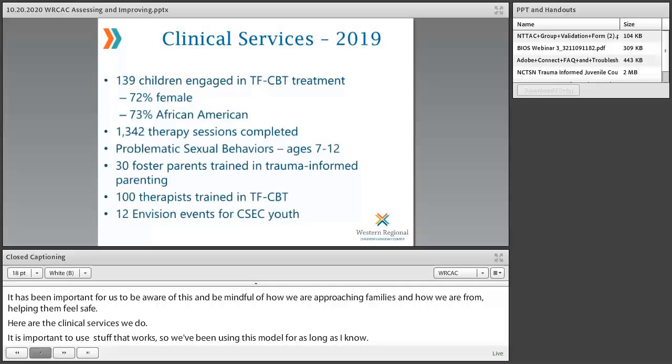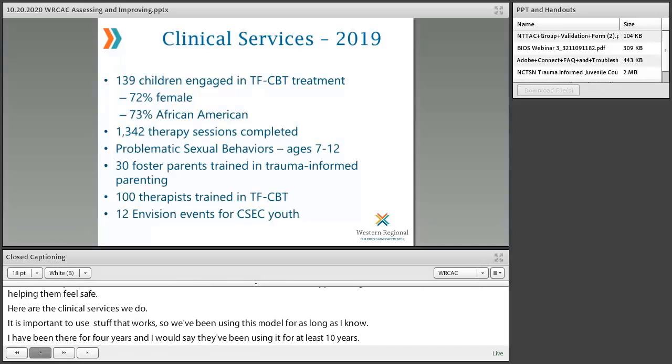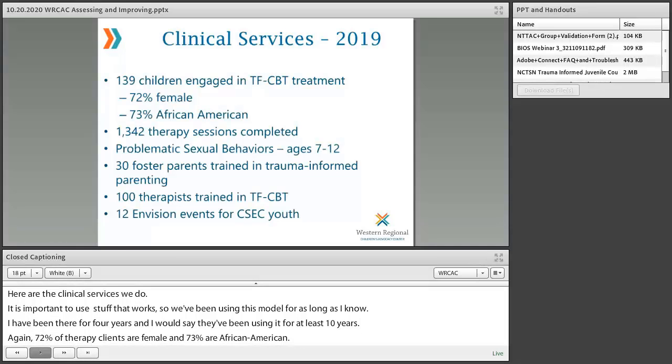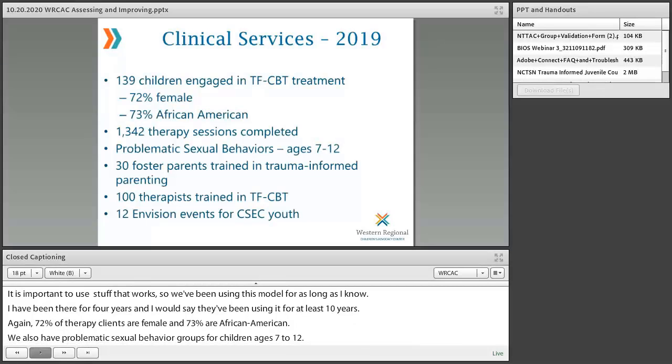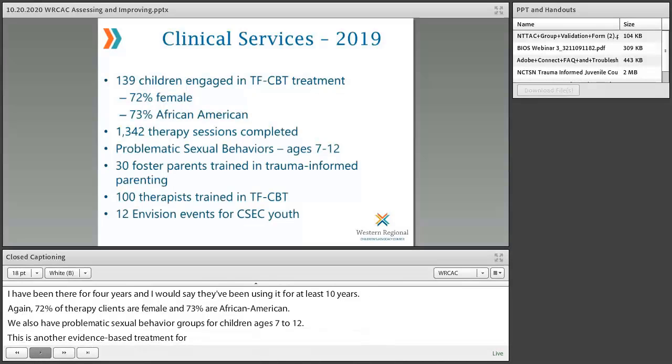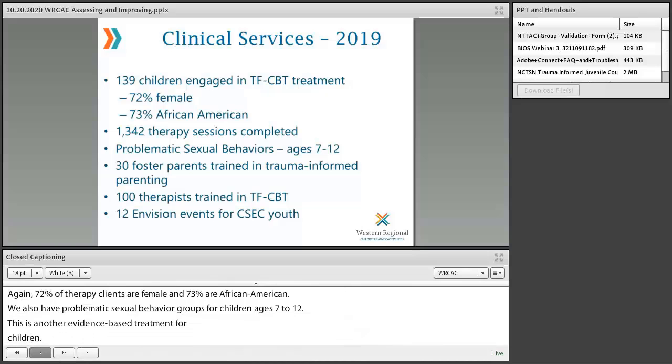We're also the only provider in the state of Georgia that provides a problematic sexual behaviors group for children ages 7 to 12. This is another evidence-based treatment for children who are exhibiting problematic sexual behaviors, whether as a result of their own abuse or other types of behaviors that just need to be figured out and worked out.